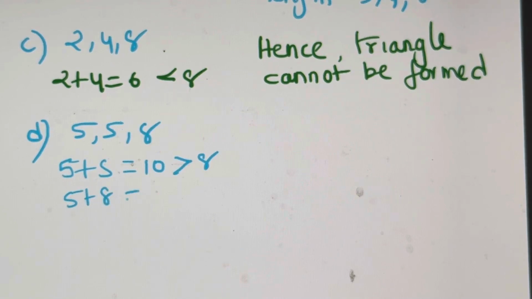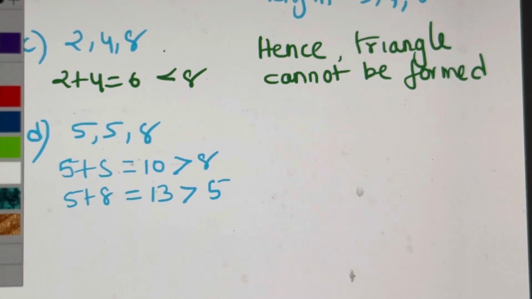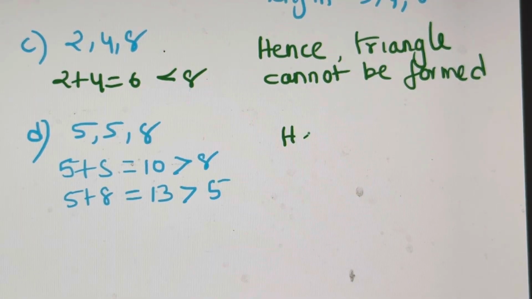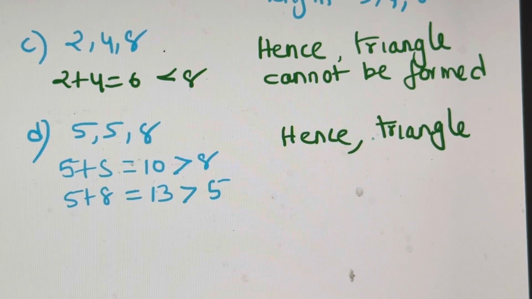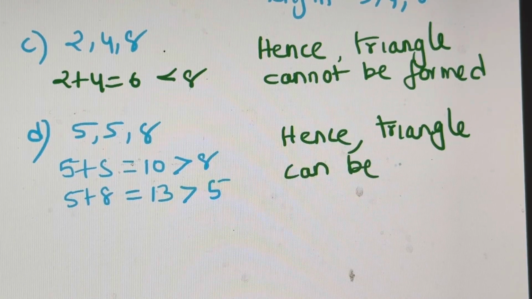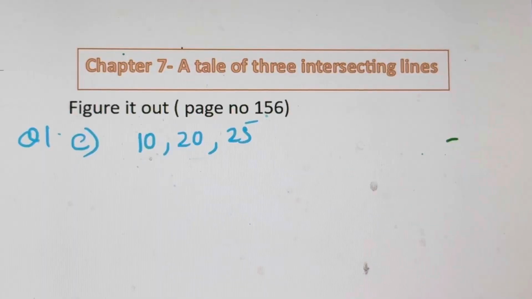5 plus 8 is equal to 13, which is greater than 5. Now, here we did not check the third because it is the same. 5 plus 8, you'll write 5 plus 8 again. So, no need of doing that. Right? So, again, here all three will satisfy, hence triangle can be formed. Because 5 plus 8 is no need to repeat. Correct? So this is question number D. Question number E.